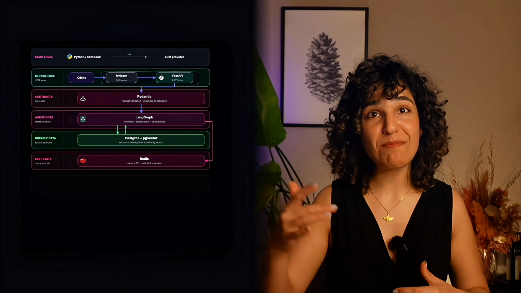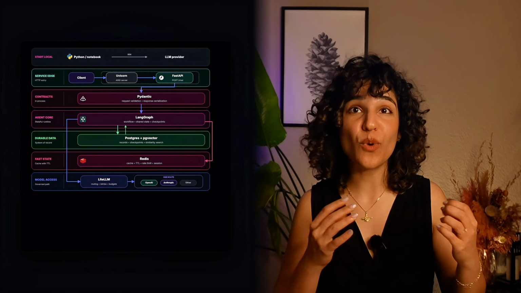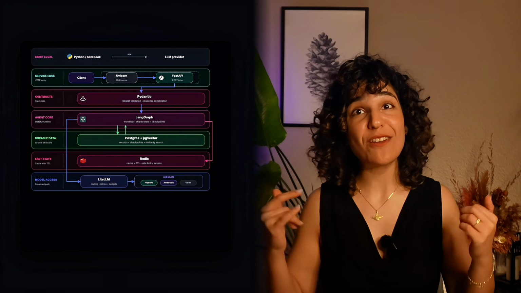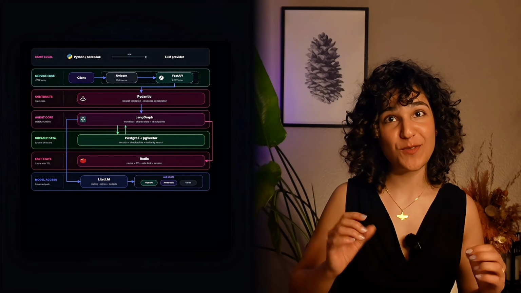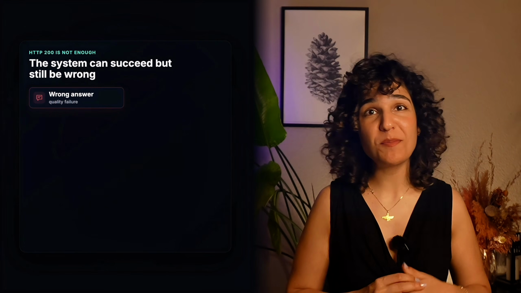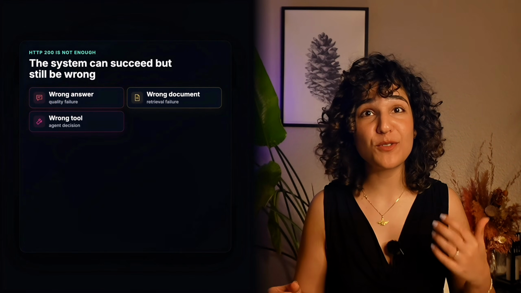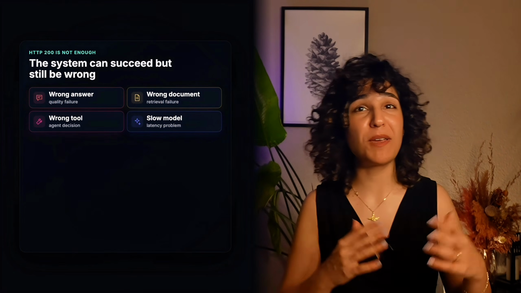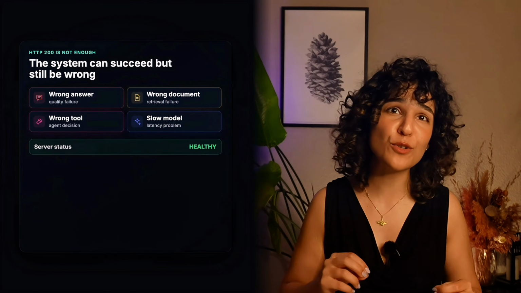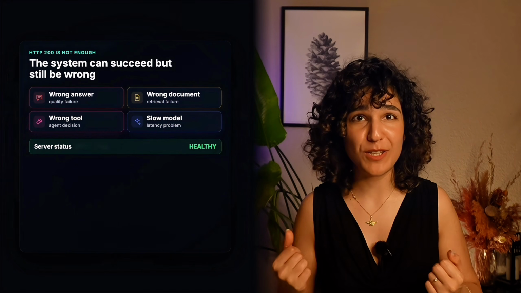At this point, our application looks pretty good. A user sends a request, our agent runs the model response, and FastAPI returns a successful response. Everything worked. Or did it? Maybe technically everything worked, but the agent gave the user a completely wrong answer. Maybe retrieval found a wrong document. Maybe the agent selected the wrong tool, or maybe one model call suddenly became extremely slow.